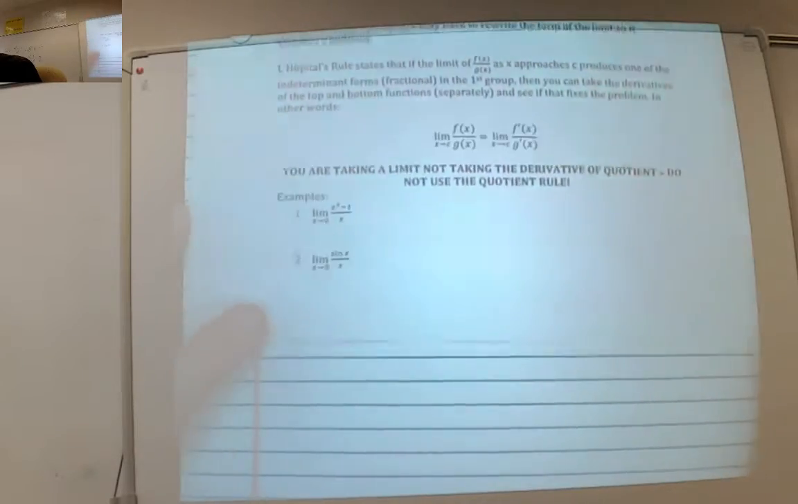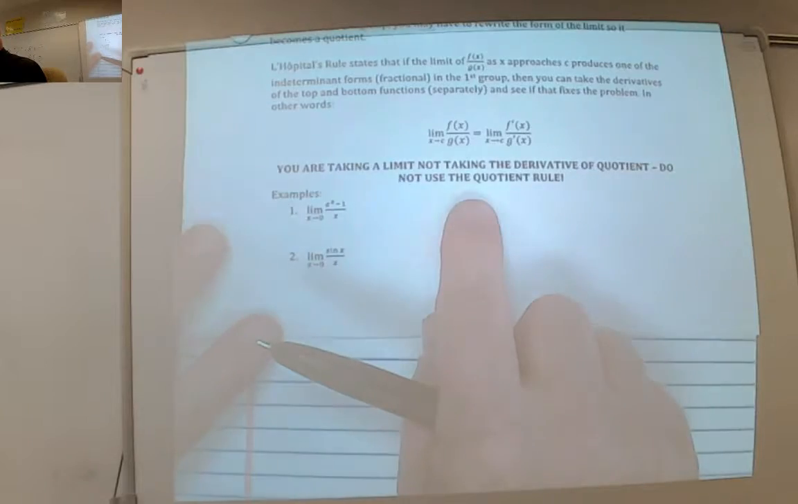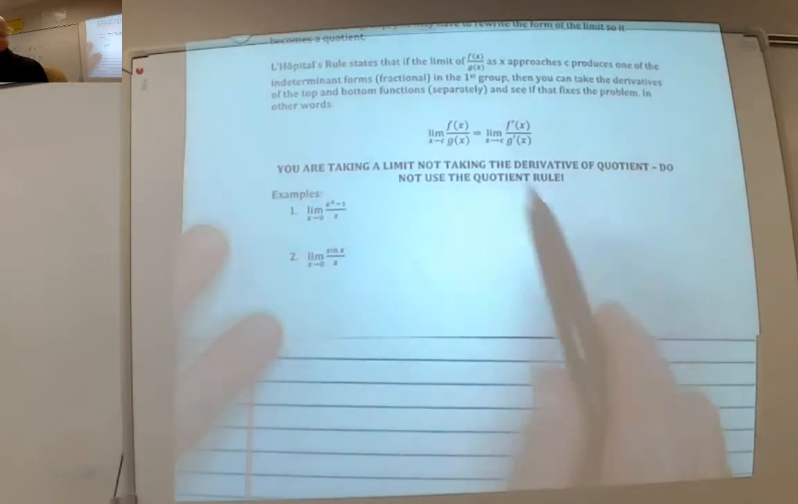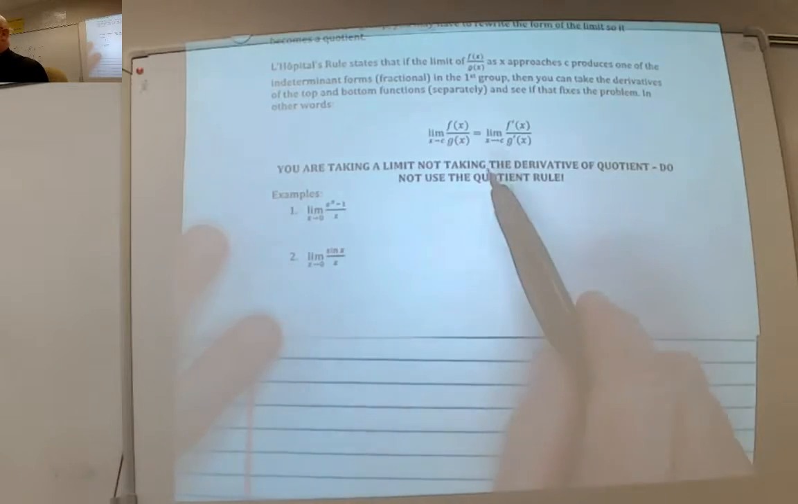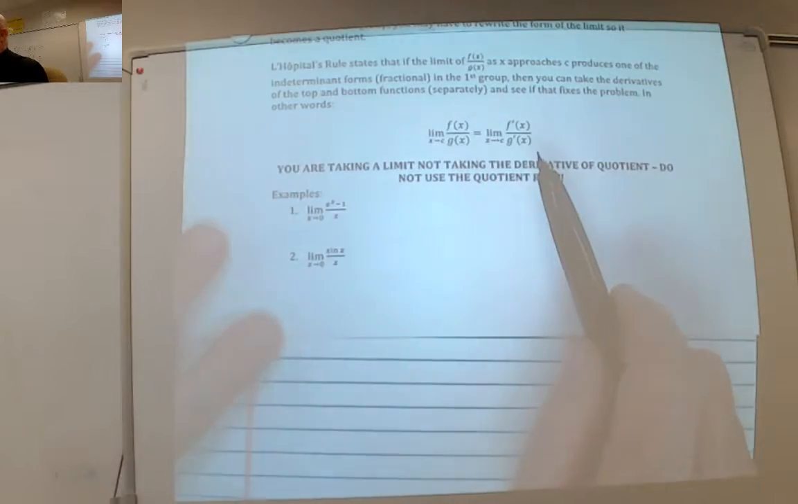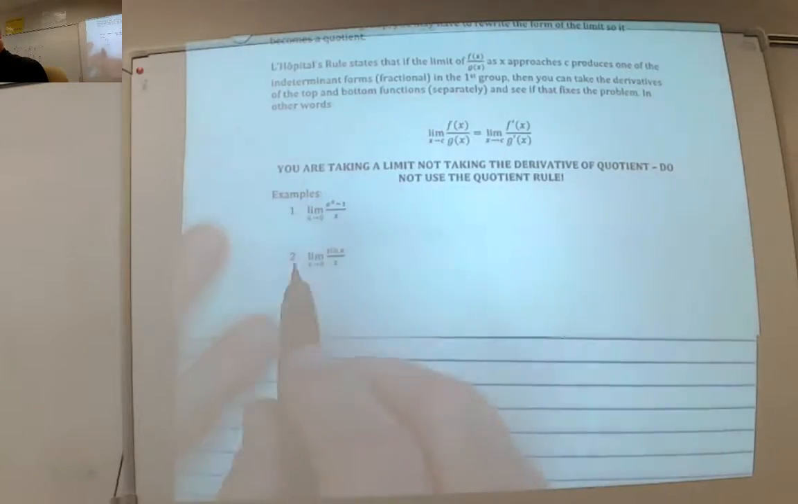This is very important because I had some people get this confused last year: you are not taking a derivative of a quotient. For that, you would use the quotient rule. What you're doing is taking a limit of a quotient. So that isn't the quotient rule, because you're not computing a derivative, you're computing a limit. Does everybody understand that?